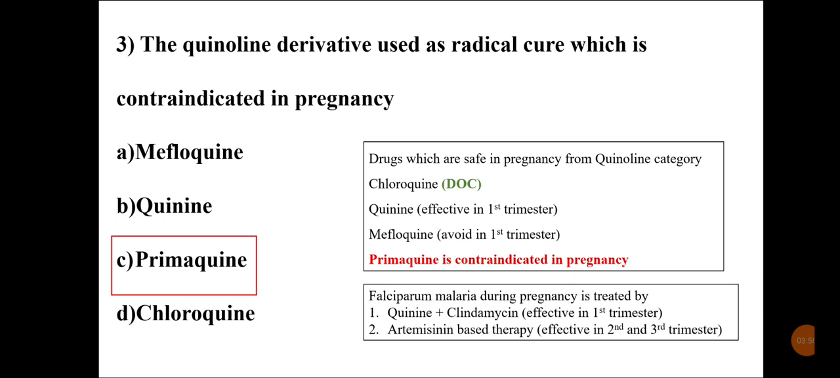Then, how is falciparum malaria during pregnancy treated, right? If in pregnancy there is falciparum malaria, then what are the drugs? The combinations used are quinine plus clindamycin in the first trimester, and in the second and third trimester, artemisinin based therapy. So these are some important points regarding antimalarial drugs in pregnancy, and that's why this question is very important.